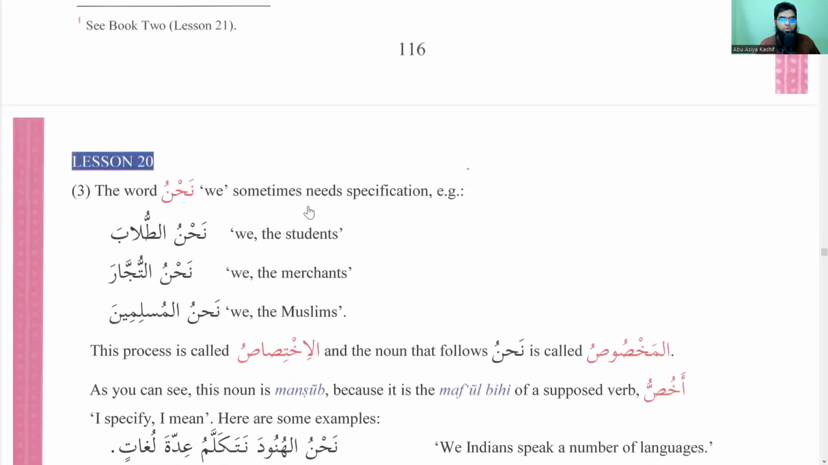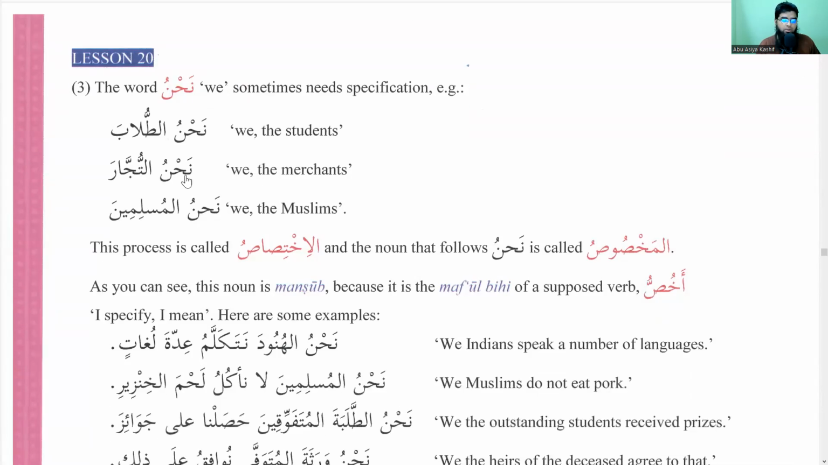Third point, nahnu. We sometimes need specification, right? Nahnu tullaba, we the students. So nahnu, or first person, we use for ikhtisas. This is specific. Nahnu tujara. You make the following word mansub after it. This is called ikhtisas. We the merchants. Nahnu muslimina. We the Muslims. Like we Indians do this and that. This is called we specify.